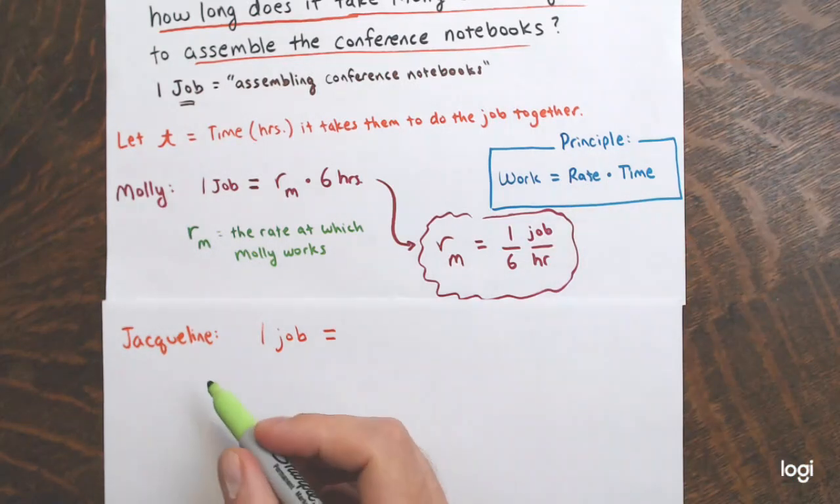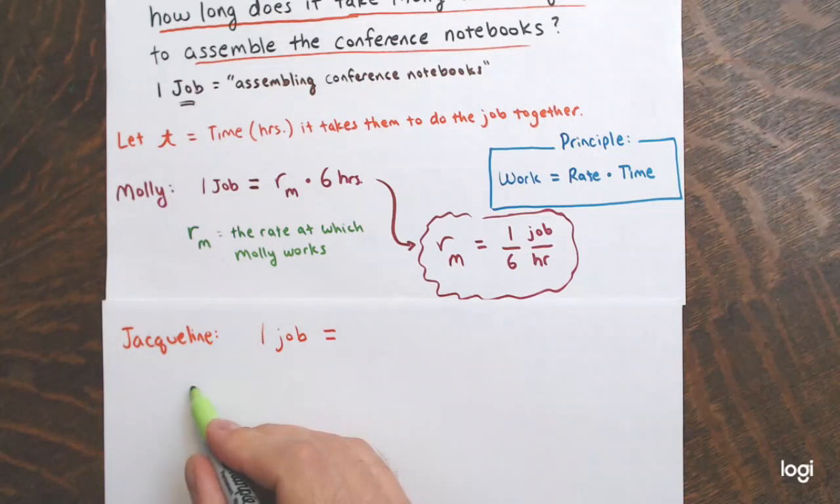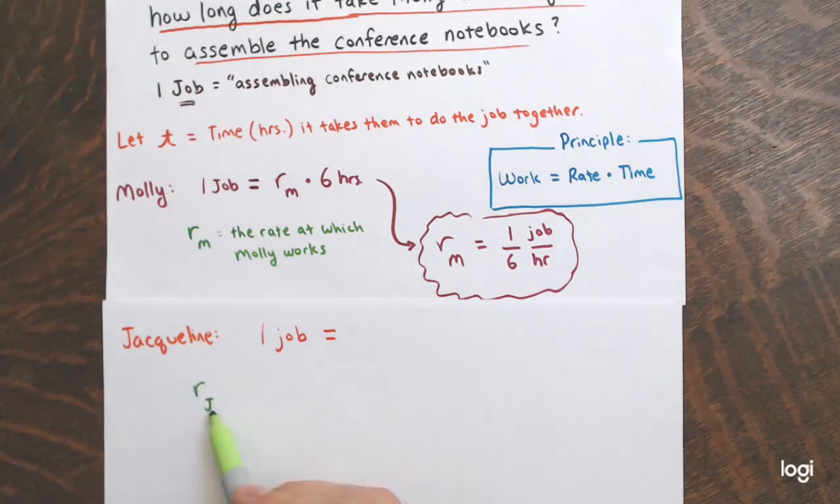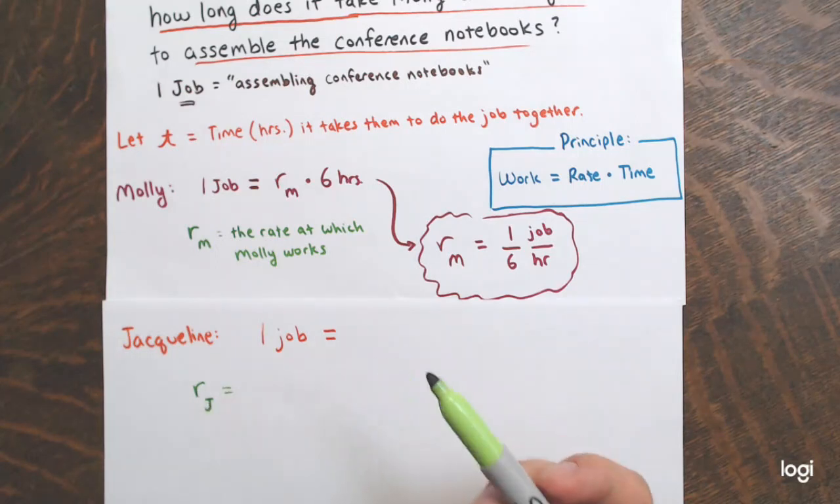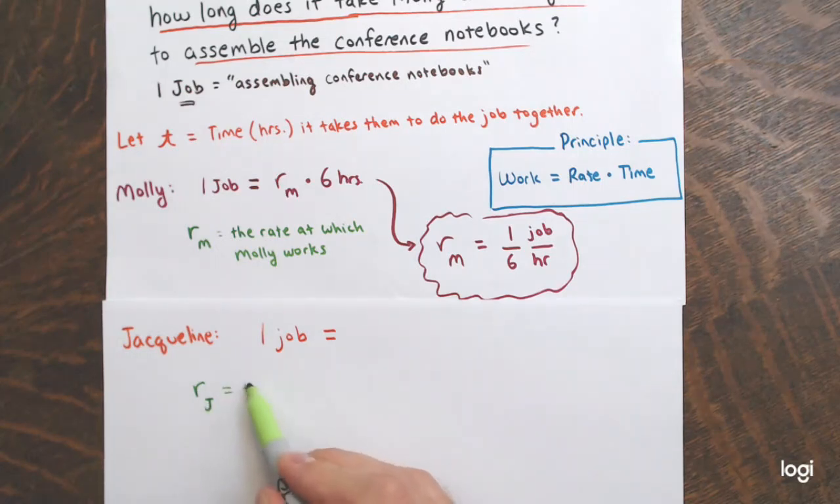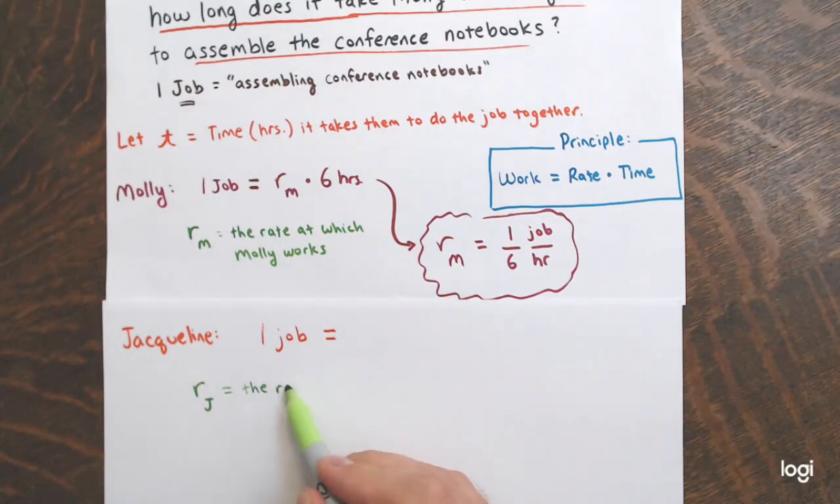Now again, that's something I don't know, but we'll figure it out real quickly. I'll call that r for rate, but this time with a subscript of j, right? And again, you can call these whatever you want. I'm just doing this for the rate at which Jacqueline works. You can call it whatever you want, all right? But I prefer this. So this r sub j, I'm going to call this the rate at which Jacqueline works.